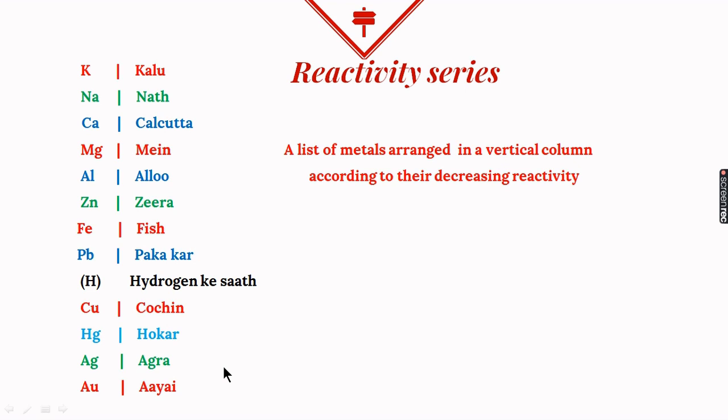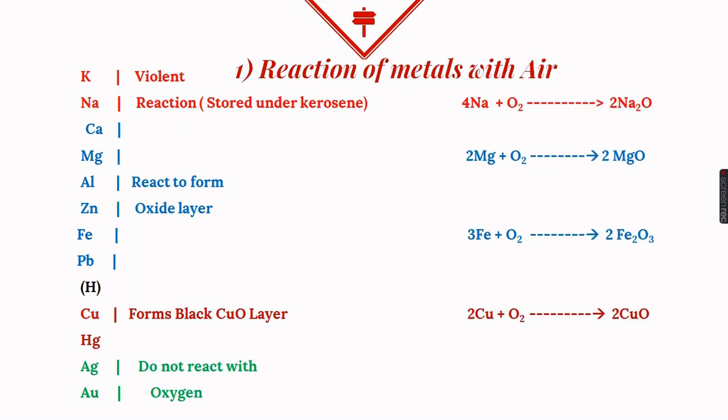So you can note it down so that you can remember the activity series. We will now discuss the rest of the properties of metals using this activity series. So first we are starting with the reaction of metals with air or oxygen.